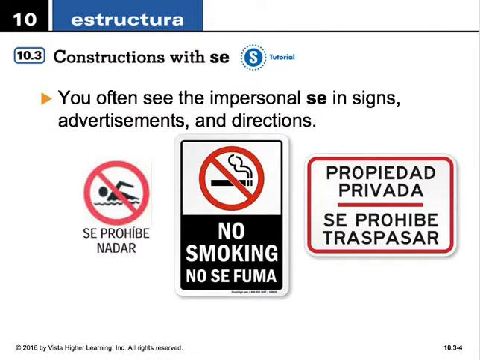You often see the impersonal se in signs, advertisements, and directions and things. Por ejemplo, se prohíbe nadar. It is prohibited to swim. No se fuma. Can't smoke. Or propiedad privada. Se prohíbe traspasar. It's prohibited. What do we say? Private property, no trespassing. One cannot trespass here.